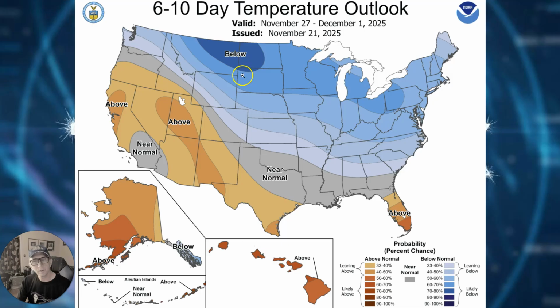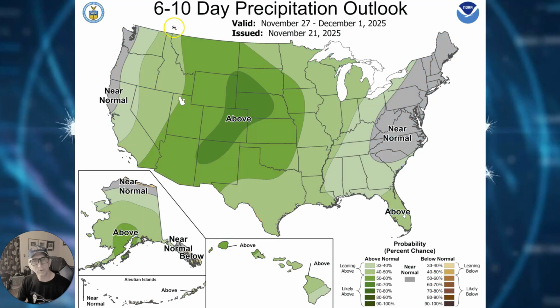So where you have the darker blues, there's more confidence of below normal temps during the period. Where you have the darker oranges is more confidence in above normal temps during the period. And then you have the near normal in between, right? Florida, still going to be warm, okay, which is not a surprise. All right, precip.